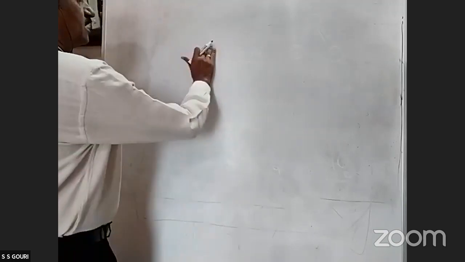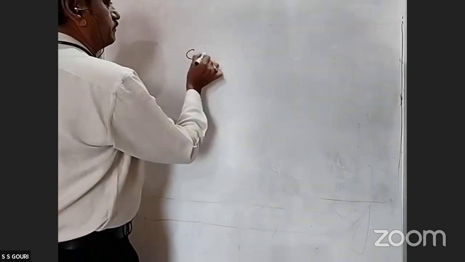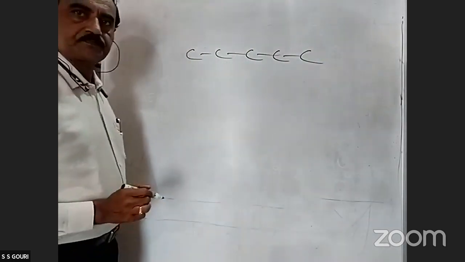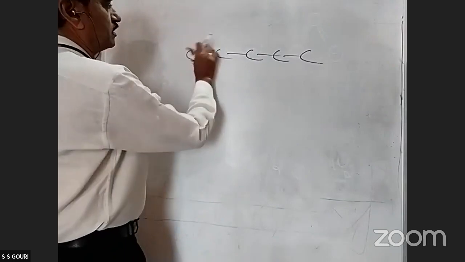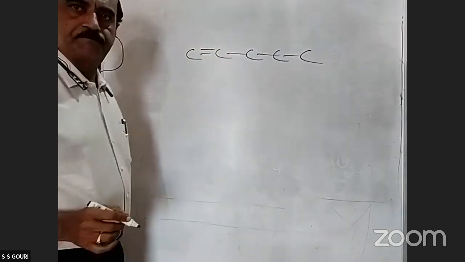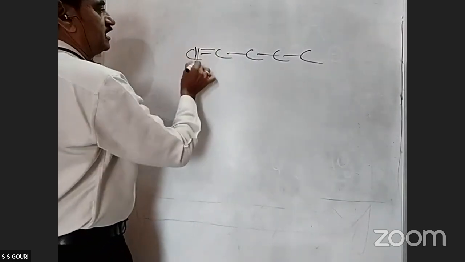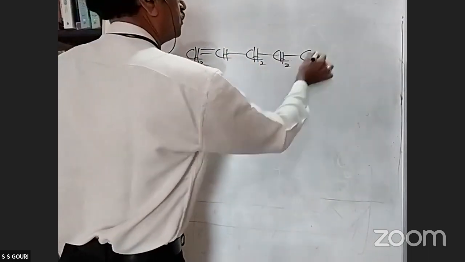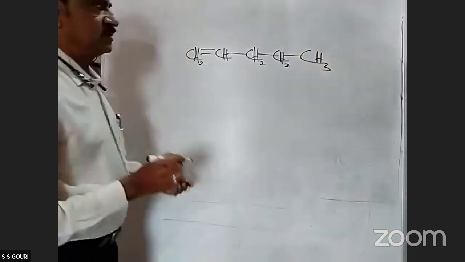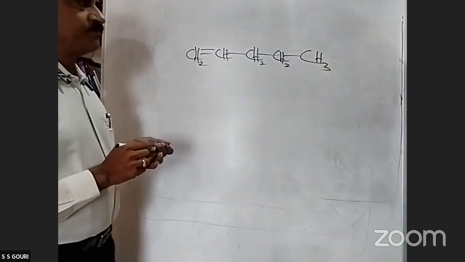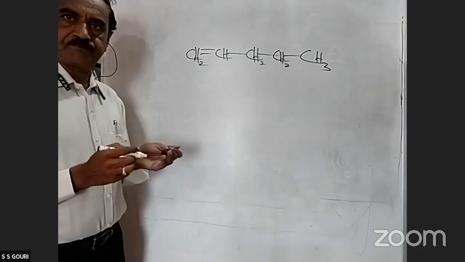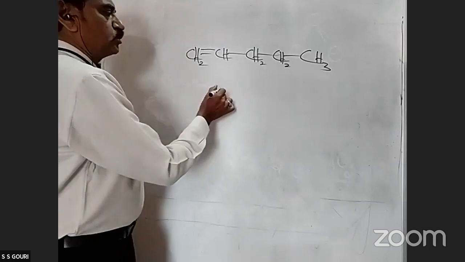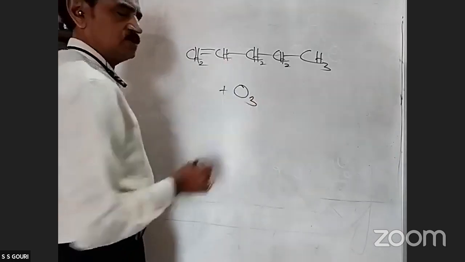Suppose there is a long chain of carbon atoms like this. If the double bond is located here, then it will be CH2=CH-CH2-CH2-CH3. It is pent-1-ene, isn't it? It is pentene. If you make it react with ozone, what happens?